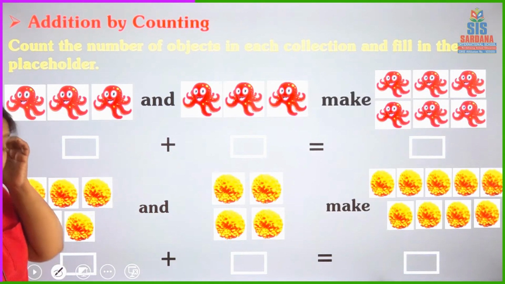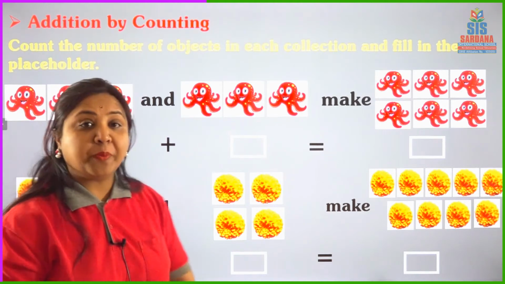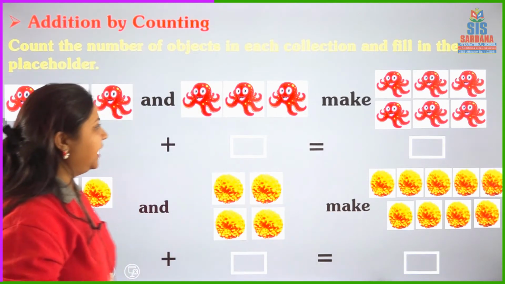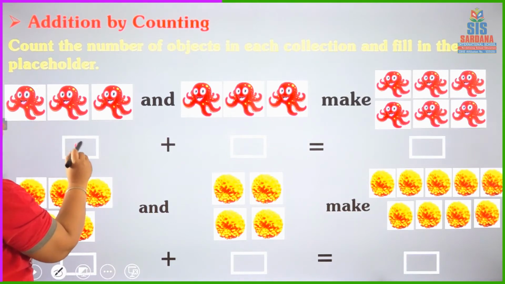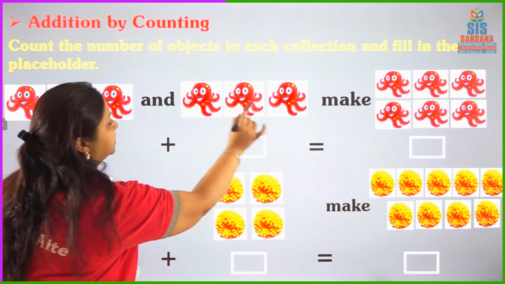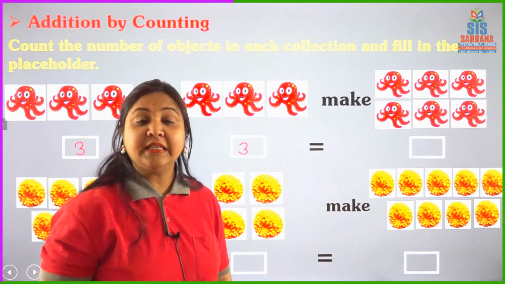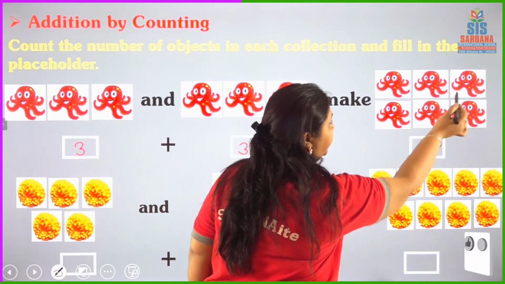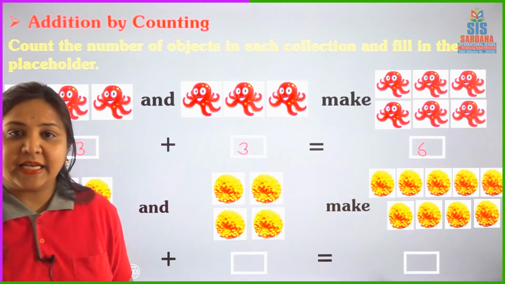Again we have some pictures. Oh wow, what are these? Octopuses. Where do the octopuses live? Yes, they live in seas. So how many are there? 1, 2, 3. In the second collection, 1, 2, 3. So children, 3 octopuses and another 3 octopuses will make together in the new collection 1, 2, 3, 4, 5, 6. So in the new collection, how many octopuses are there?